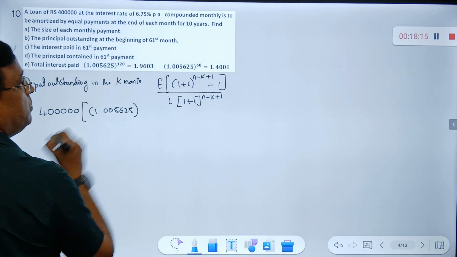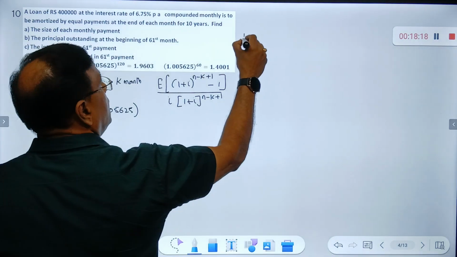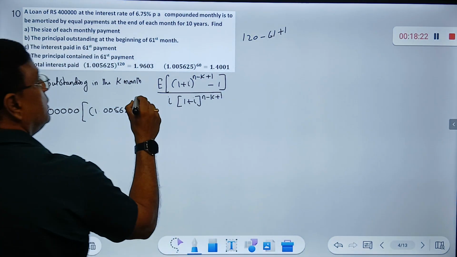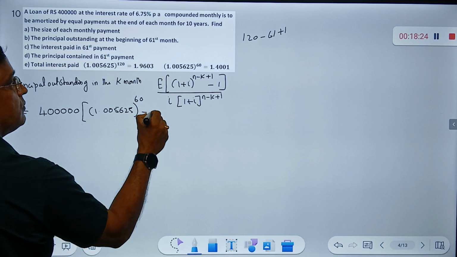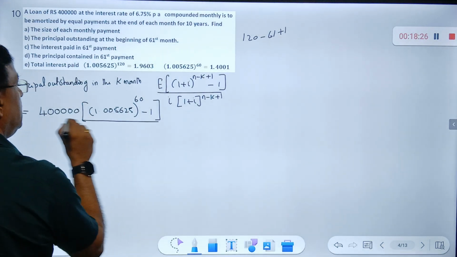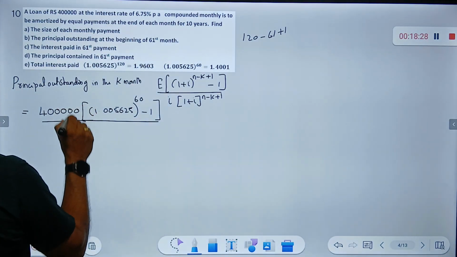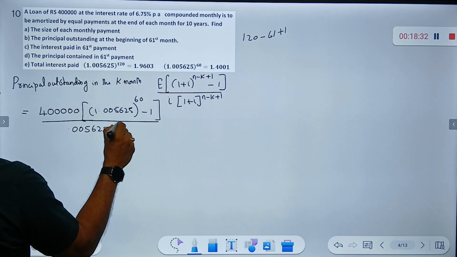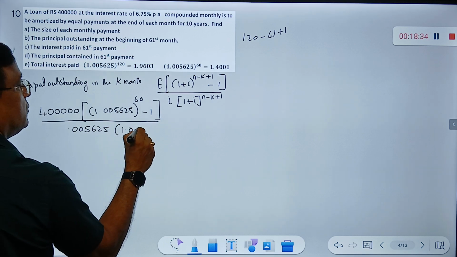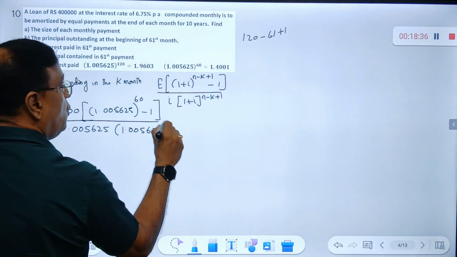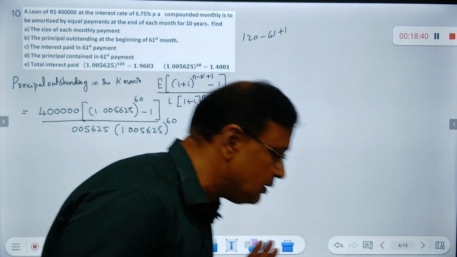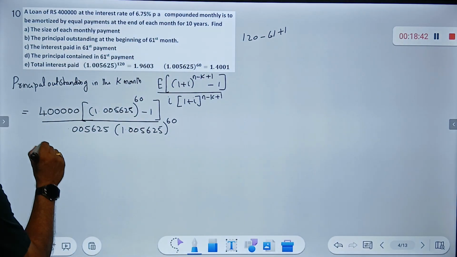1.005625 whole power, n is 120, k is 21 plus 1. So what do you get? 60 minus 1 divided by, what is my I? I is 0.005625 into 1.005625 whole power 60. Now it's all calculations, that's all. Now this is 4 lakhs.